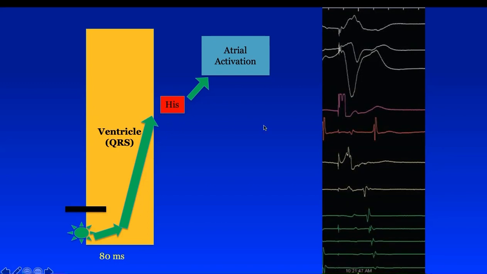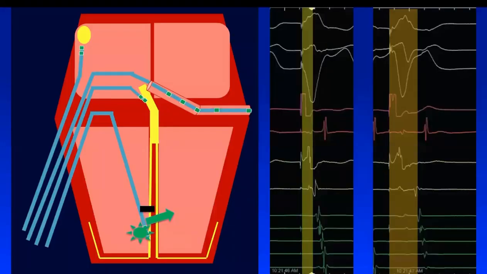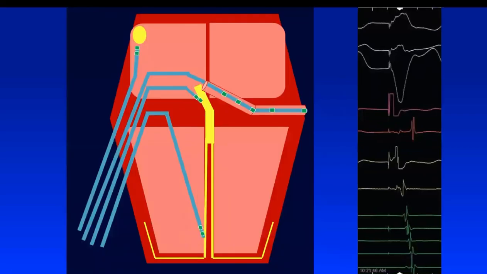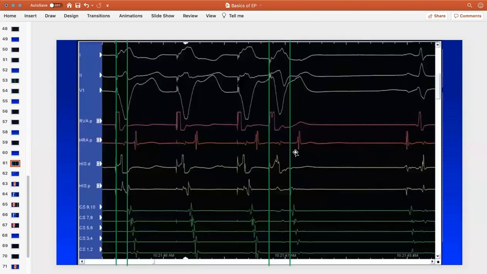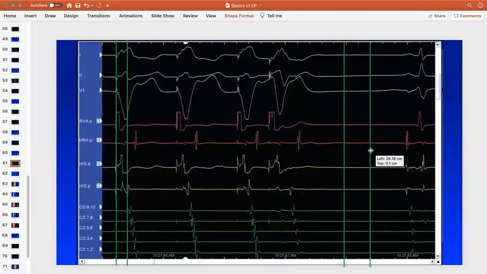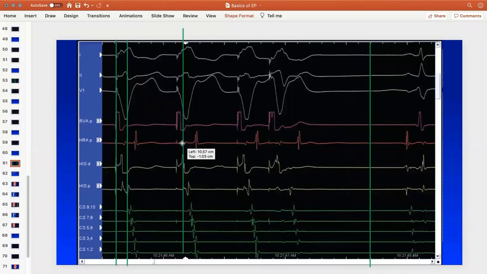Yes. And can I convince you that this is actually a HIS? So this is your A, but this is actually your HIS. I'll show you the original tracing just to compare. So here is your drive train, your pacing. This is your earliest A. But now you moved your A away.